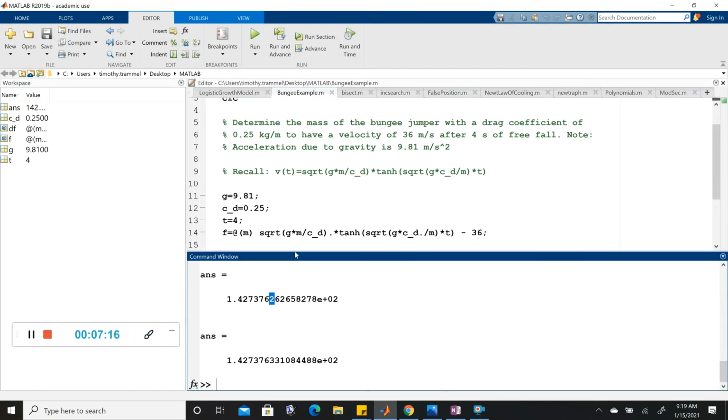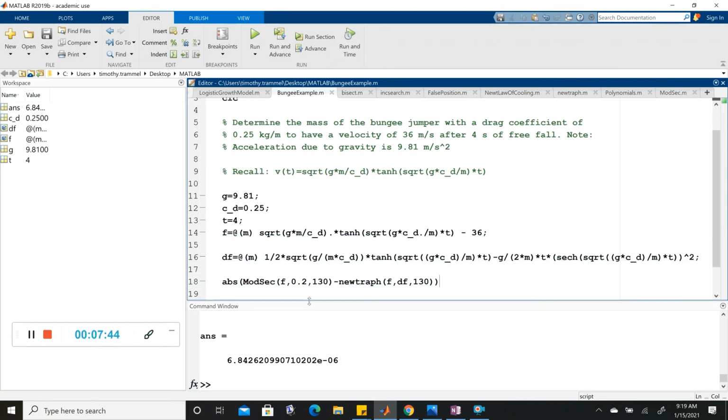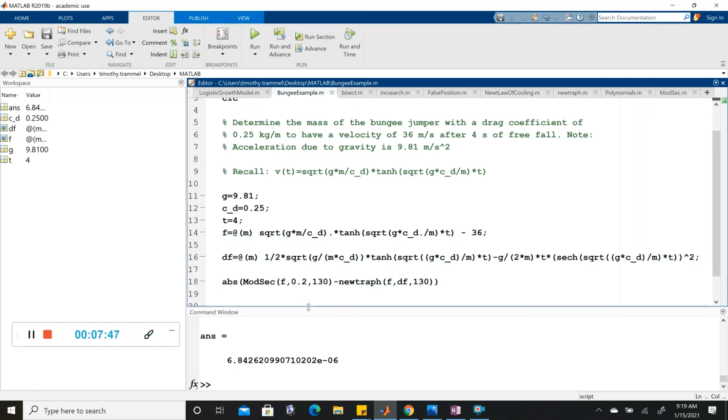In fact, if we wanted to, we could even subtract these two values to see how close they are. Why don't we do that? I'm going to say minus, and let's just take the absolute value of it as well, because we don't really care whether it's positive or negative. We just want to see how close they are. Yeah, these are very close. The difference between these two is 0.00006842 and so on. So it's worked pretty well.